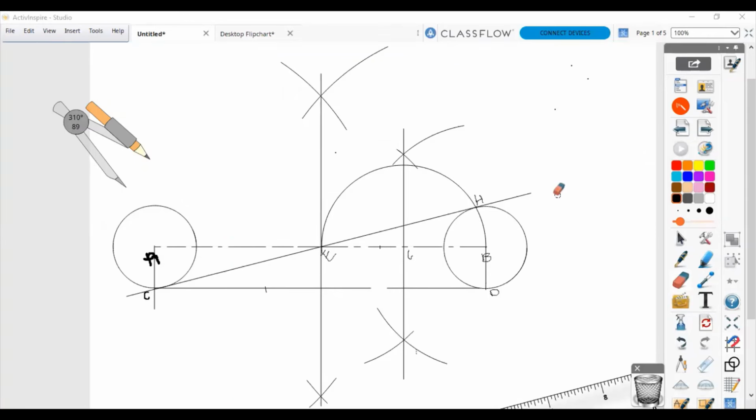Okay, so the first line we drew here, line CD, is the external tangent to the two circles. So this is our external tangent. Then the second tangent line we drew is the internal tangent. So here is our internal tangent.